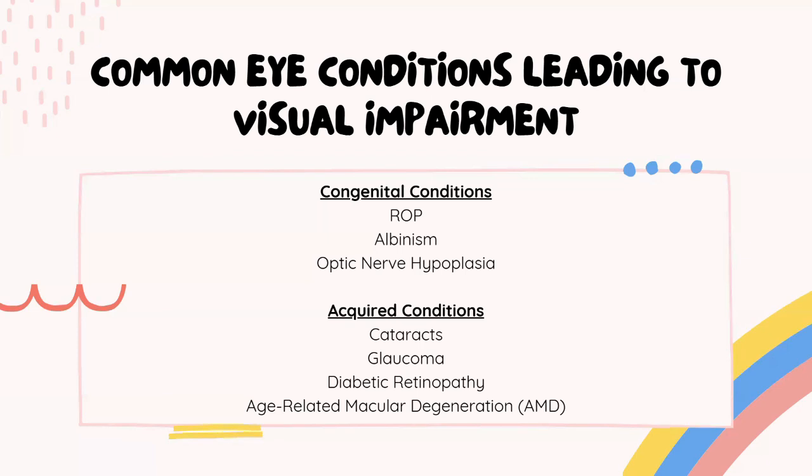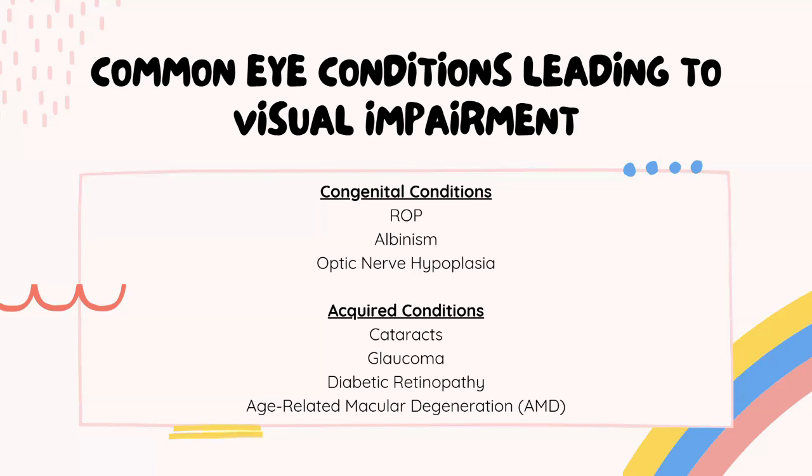Next is albinism. It's a genetic condition affecting melanin production, leading to visual problems and light sensitivity. So, a student with albinism may have extreme light sensitivity and require sunglasses indoors. Third is optic nerve hypoplasia. It's the underdevelopment of the optic nerve, often causing severe vision loss. A child with this condition may need braille instruction from an early age.